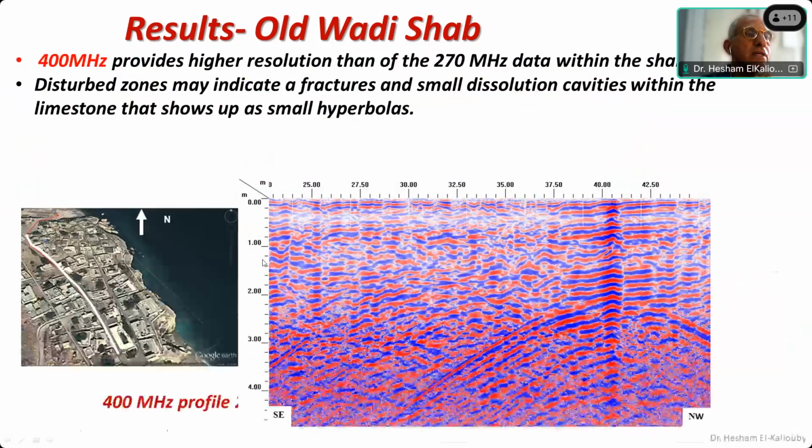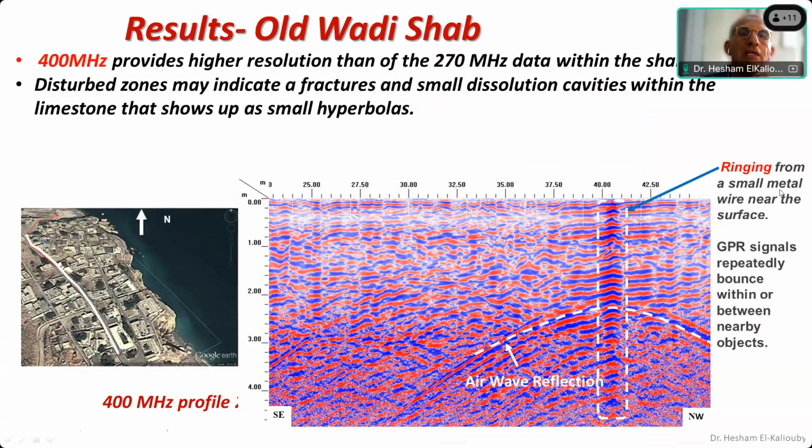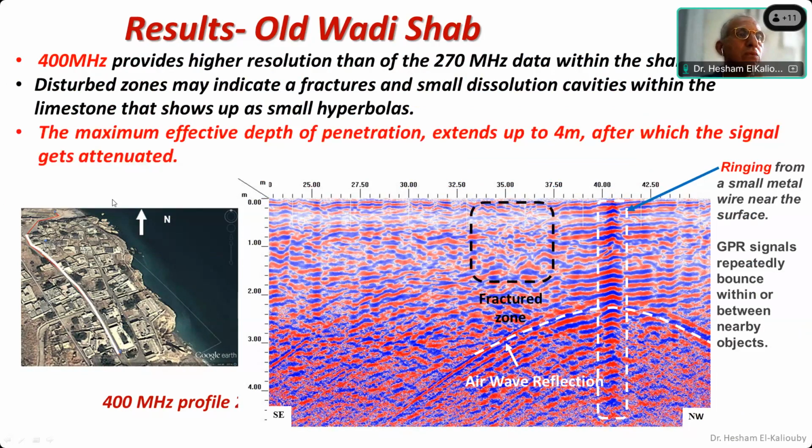This is another profile for the 400 megahertz antenna, which shows higher resolution, but can only go as deep as 4 to 5 meters, because this is a higher frequency antenna. But you can still see the airwave reflection, and also a very interesting feature called ringing. This ringing is again coming from small metals, like a wire near the surface. This small metal acts as an antenna and shows this ringing. You can also see some fracture zone here in the near surface. The depth here is about 4 meters, after which the signal gets attenuated.